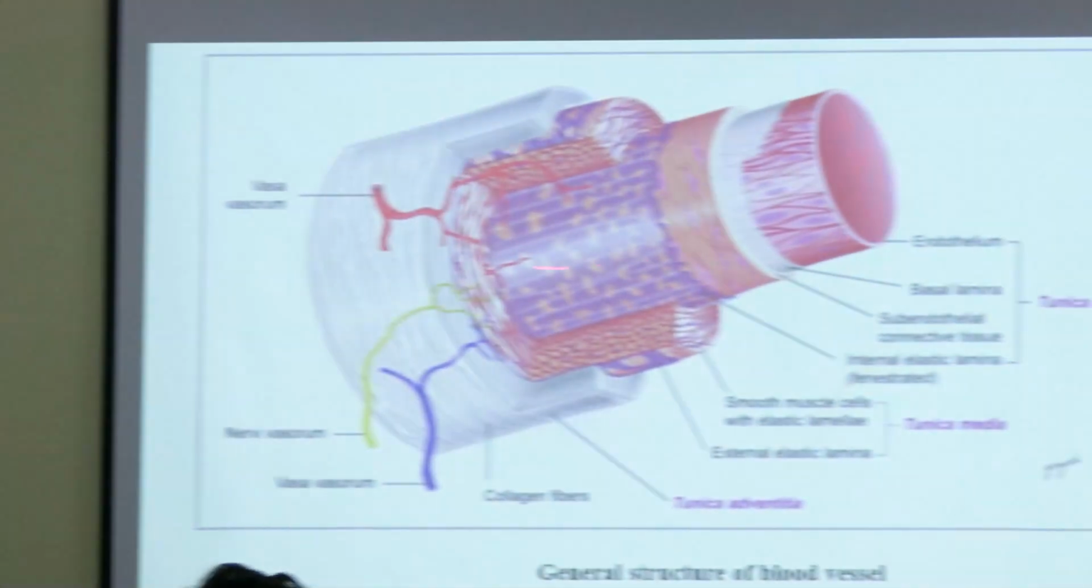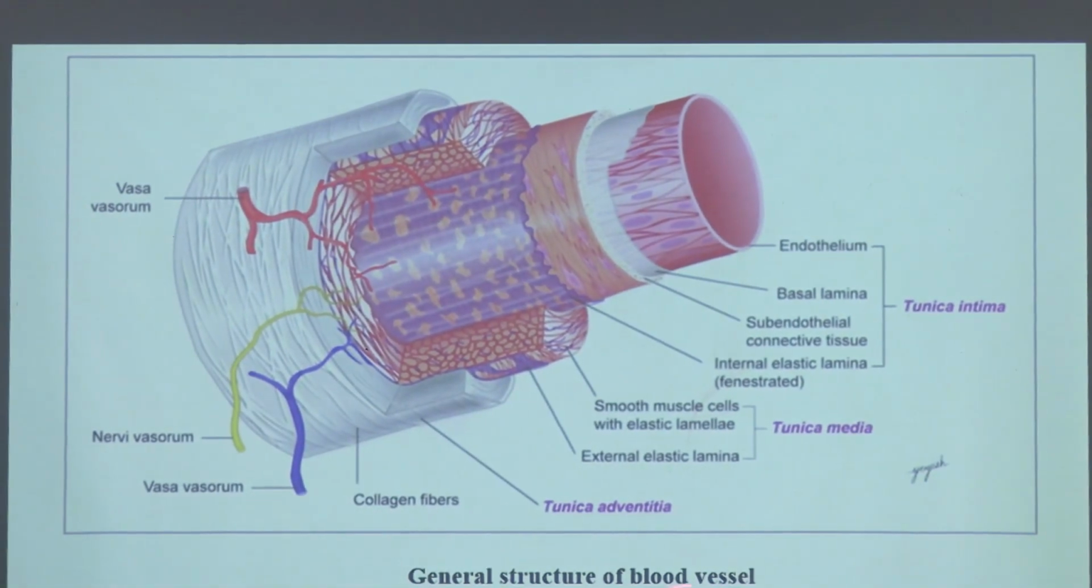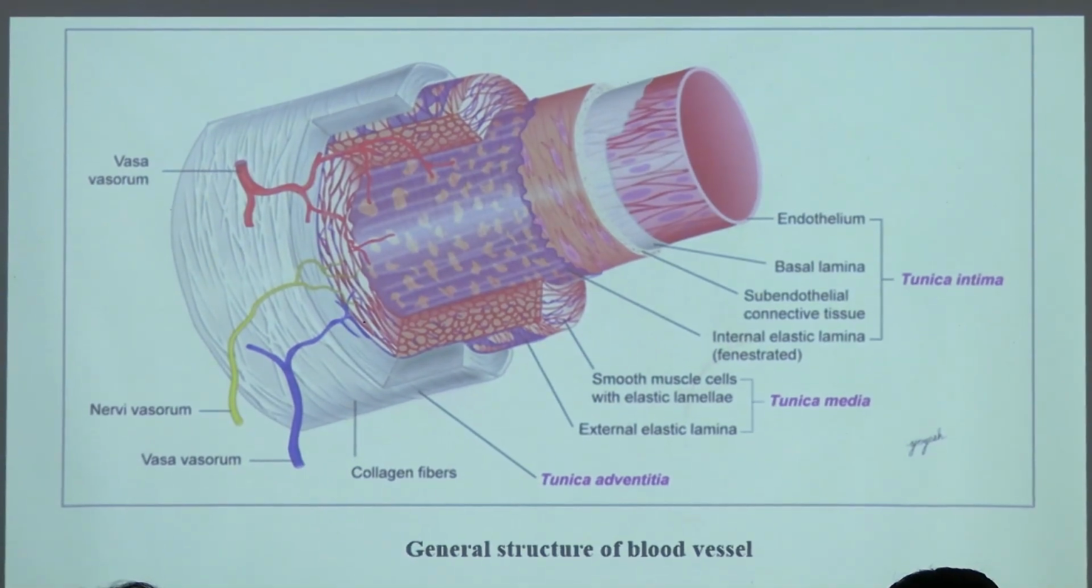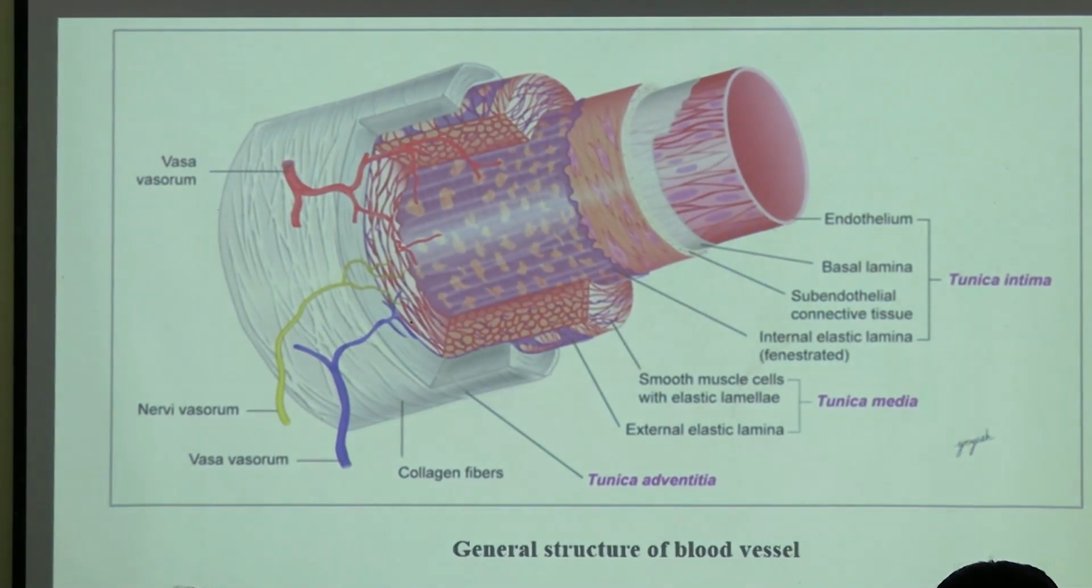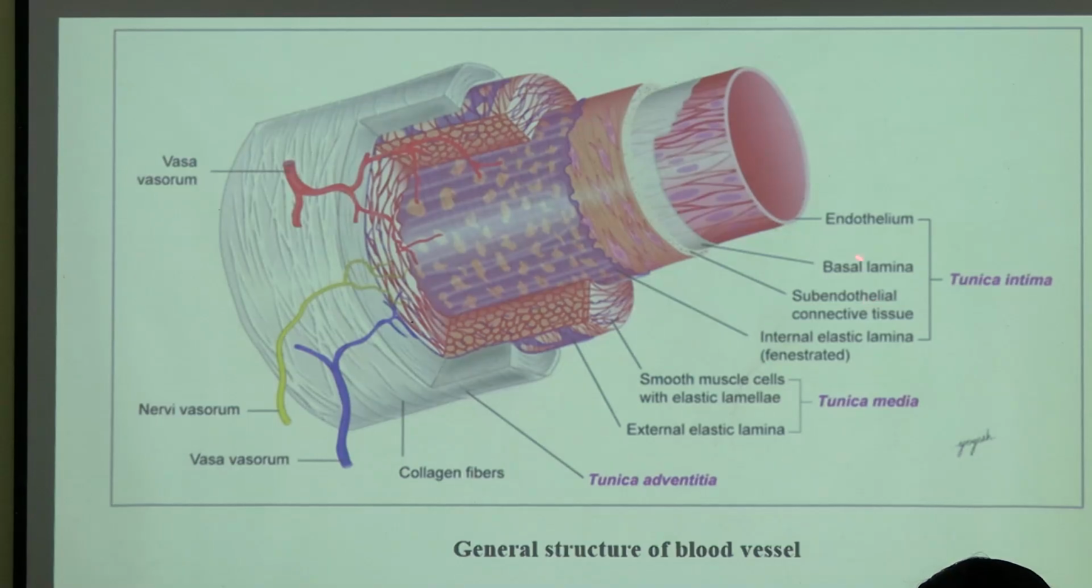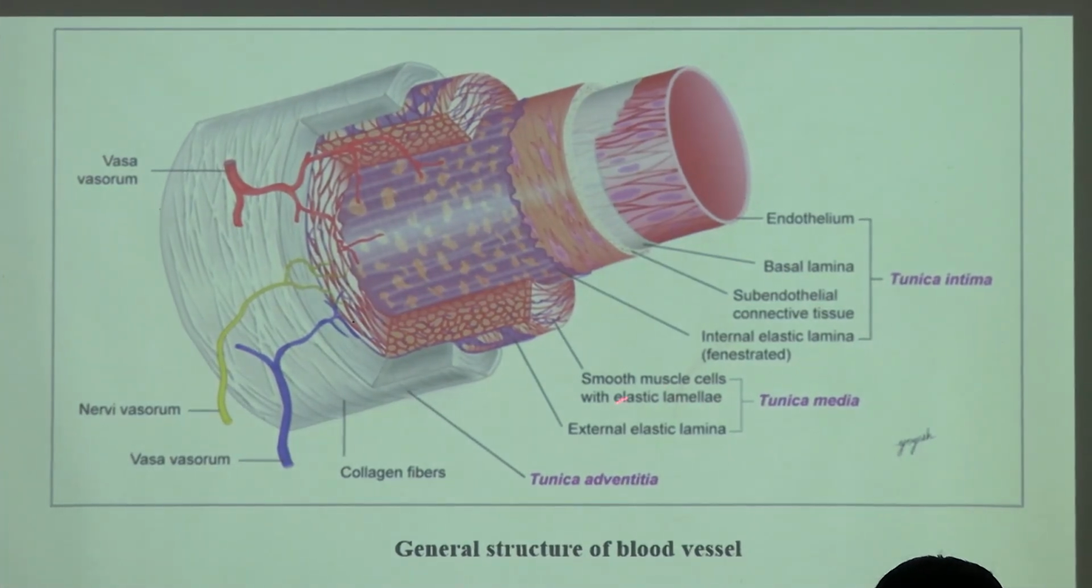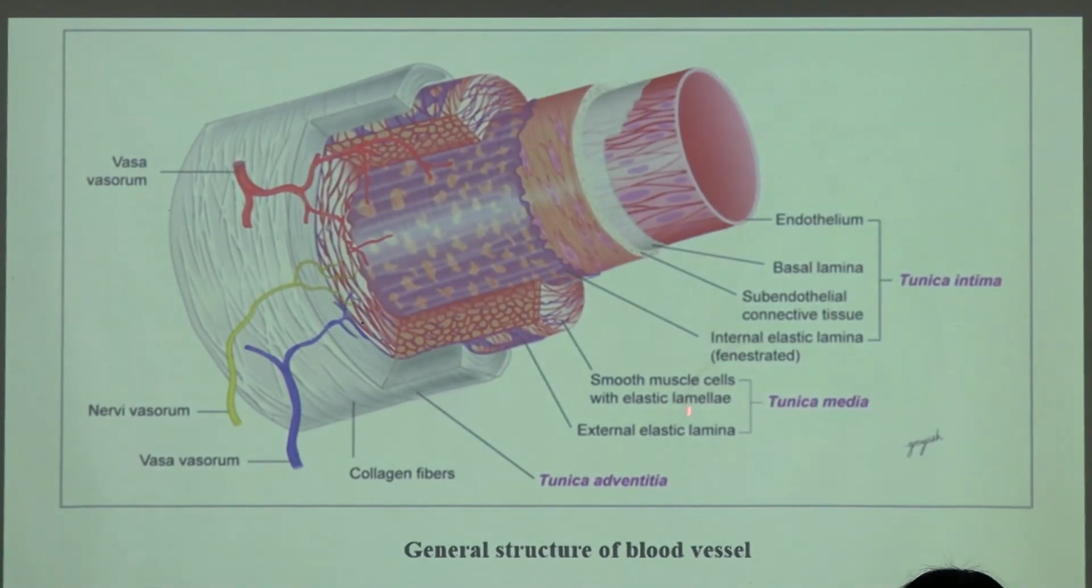So this is a 3D diagram showing the general structure of a blood vessel. How many layers are there in any blood vessel? 3 layers are there. What are they? Tunica intima, tunica media, and tunica adventitia. You can see in the diagram, this is the tunica intima, this is the tunica media, and this is the tunica adventitia.